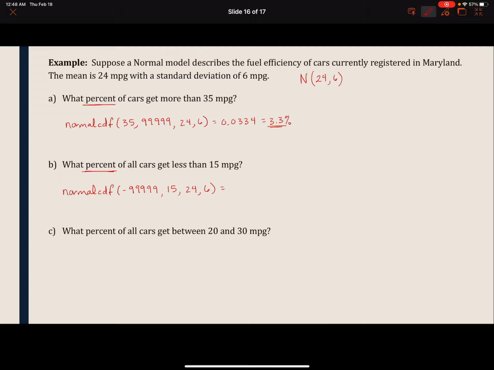And when you put this in your calculator, you'll get 0.0668. And this will give you about 6.7%.